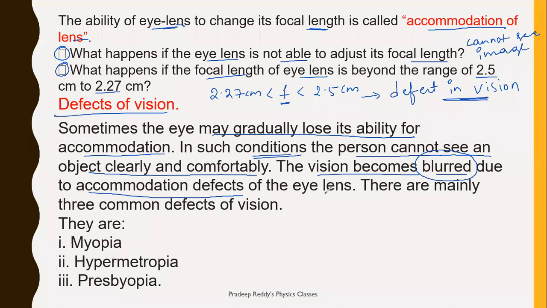So due to accommodation defects of the eye lens, the image gets blurred, and there are commonly 3 defects discussed in your syllabus, and those defects are myopia, hypermetropia, and presbyopia. These are the 3 defects which generally occur if the focal length range is beyond the value of 2.27 and 2.5 centimeter, right? About these defects of vision, we will be learning in the next session.